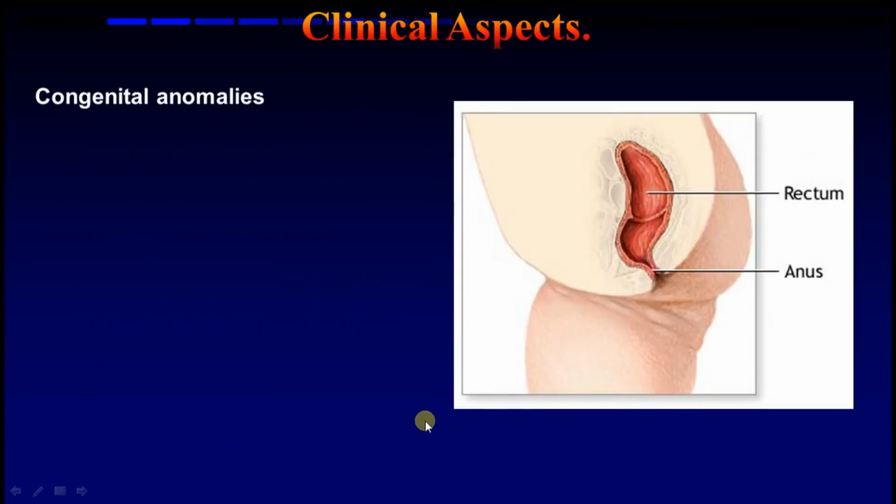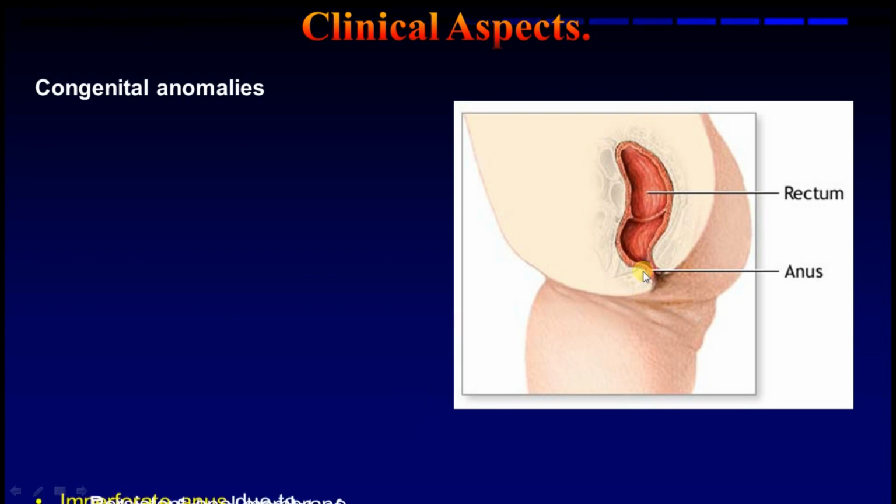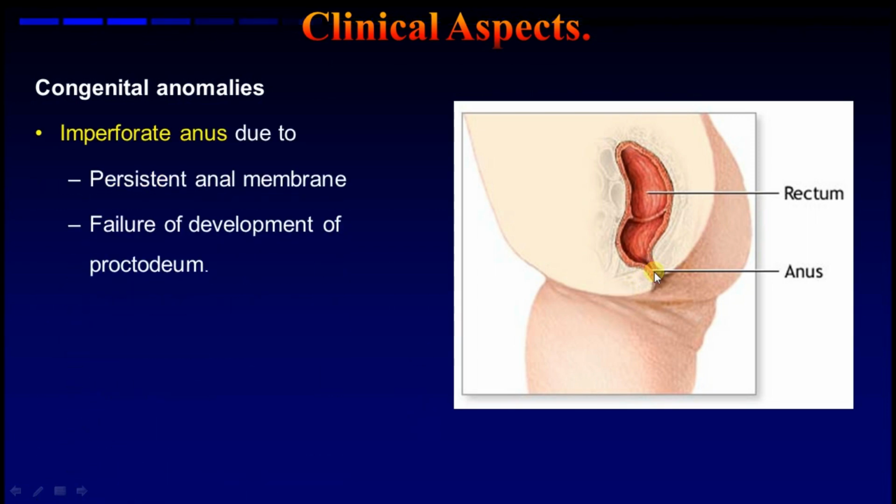Other congenital anomalies include imperforate anus, due to a persistent anal membrane, or failure of development of the proctodeum. If the anal membrane has to rupture, only then will the proctodeum communicate with this. Otherwise, it is imperforate. There is no opening in the anal canal.